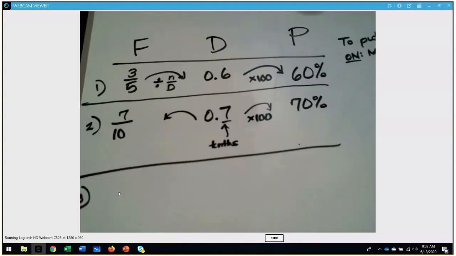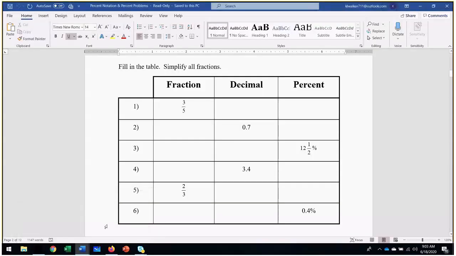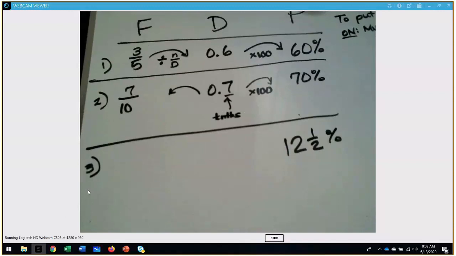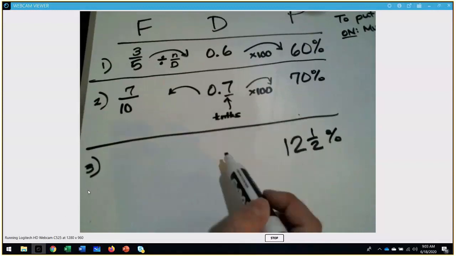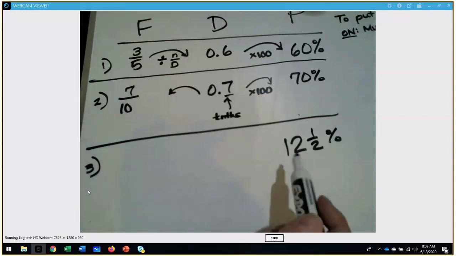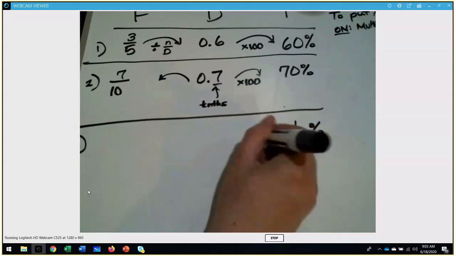Okay, third row. You're starting to step it up a little bit. Now we have percent form given to us, and it's a mixed number. So we're going to have to get that back to decimal form, and then from decimal form, we'll get it back to fraction form. Okay, now we need to take the percent sign off.